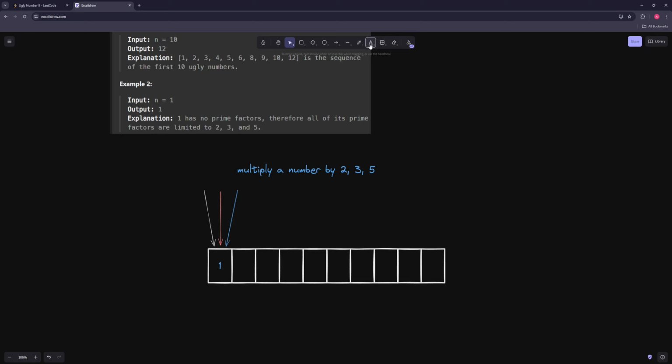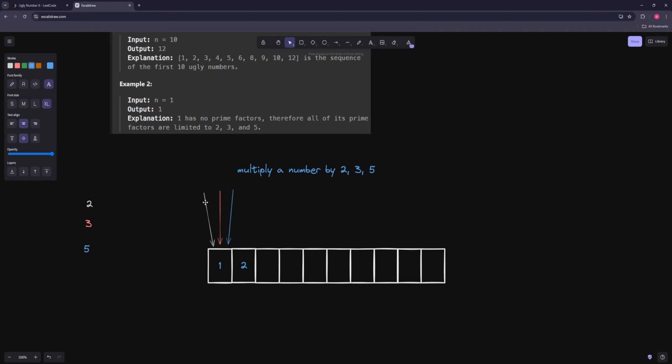Let's maybe color code that as well to make it easier. So this is 2, 3, and 5. And so the idea is we haven't multiplied anything. So this is our choices of the next number to make. So we can either multiply 1 by 2, 3, or 5. Okay, so the smallest number we can make here is going to be the 2 when we multiply the 1 by the 2. So we'll make a 2.